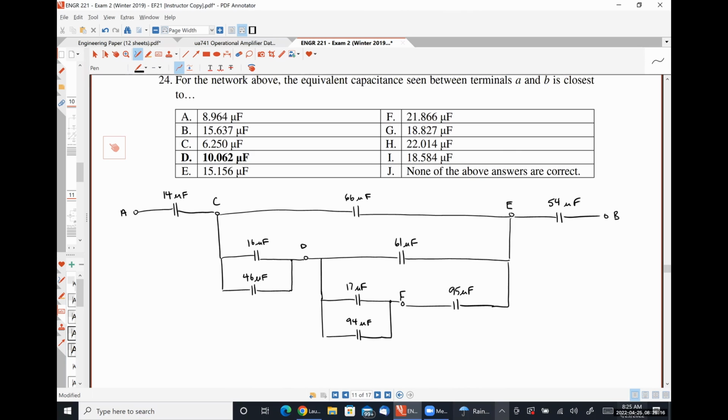And at this point, I'd simply start doing the combinations, right? So the 16 and the 46 in parallel is going to look like 62. The 17 and the 94 in parallel is going to look like 111. And then I have some series combinations and all that kind of good stuff to do. But from here, it should be fairly straightforward. You just need to remember that capacitors in parallel combine like resistors in series. Capacitors in series combine like resistors in parallel.